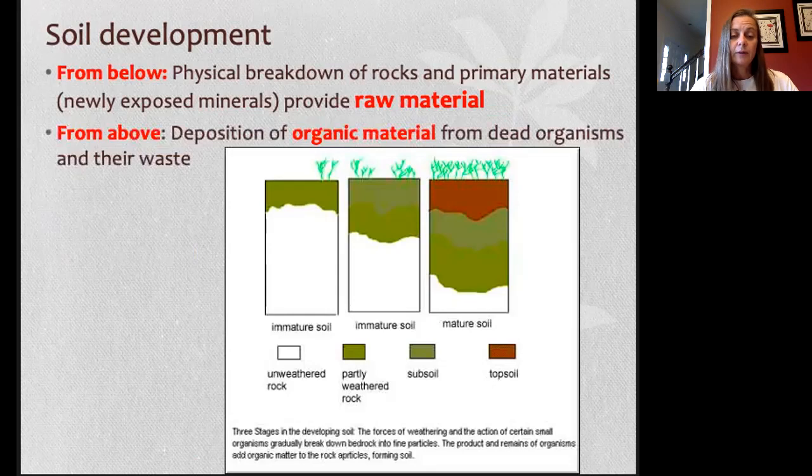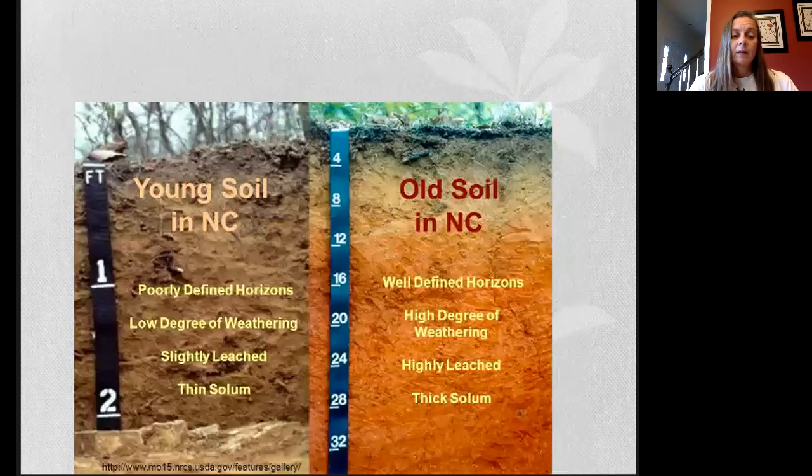So our young soil is going to have less of the organic material, and older soil will have more organic material. Young soil does not have good, well-defined horizons. It's usually not as weathered, meaning that its particles aren't as fine, and it's a thin layer. When we have older soil, it has well-defined horizons.